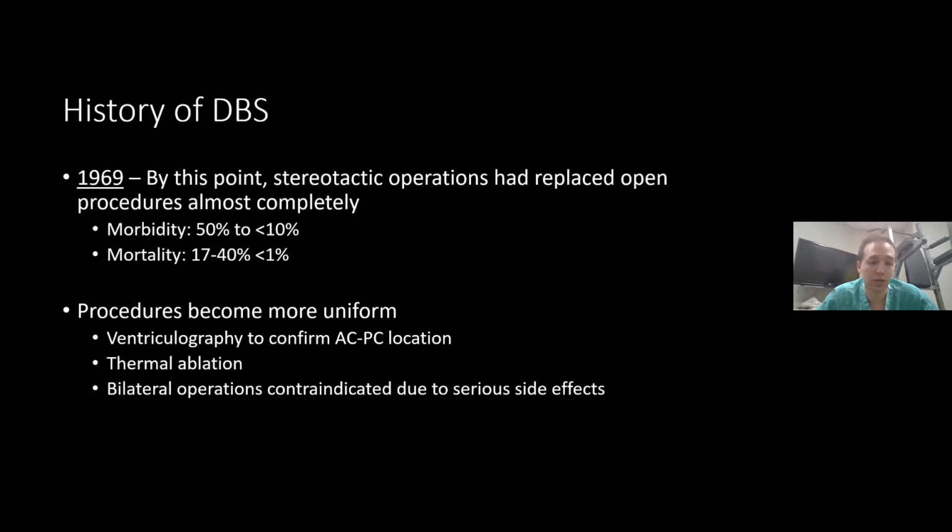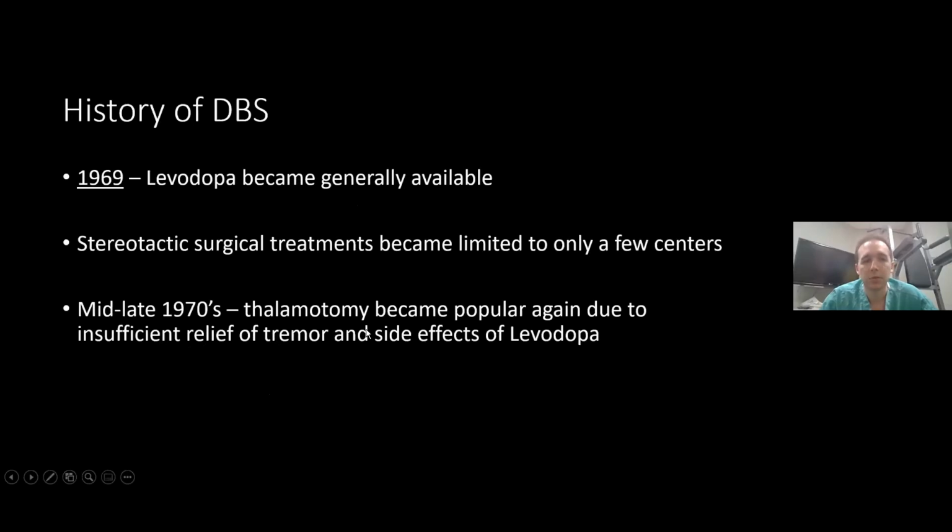Of course, you can't do a bilateral operation. They'd obviously figured out that wasn't gonna work out. If you caused these unpredictable effects on one side, then you did it again, it was gonna be very devastating. But fortunately for the patients, I guess, levodopa became widely available at this point. And this was a very revolutionary treatment for Parkinson's disease.